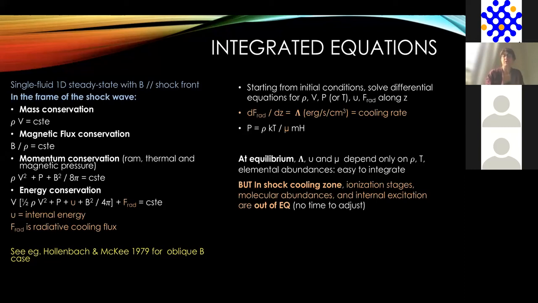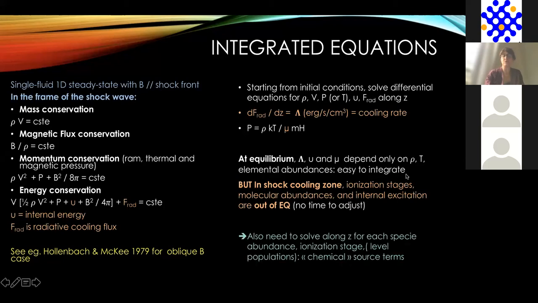So they don't have time to adjust. So in fact, what we also need to solve along Z is the variation of abundance and ionization stage of each species, and also the level populations if you want to be really super accurate. Although in general, the level populations follow more rapidly, this adds a lot of equations, basically as many equations as you have species in your shock. So it can become pretty heavy.